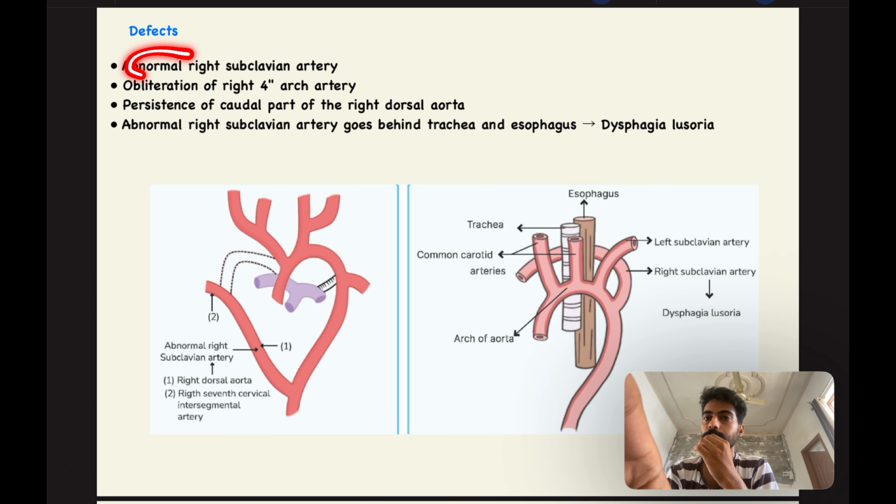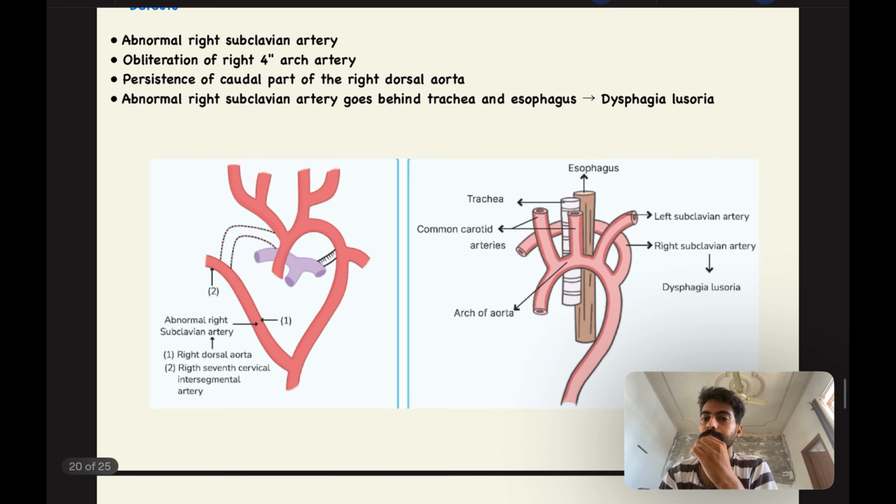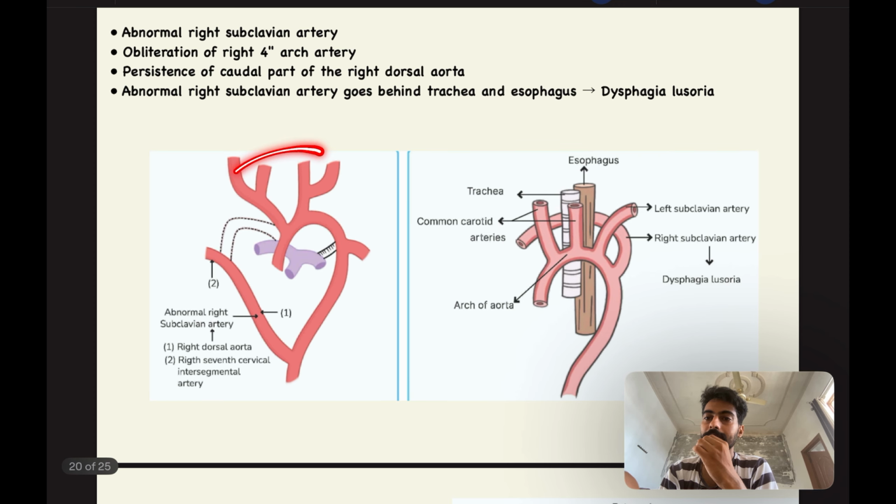Now let's talk about defects of our arterial system development. The first one is abnormal right subclavian artery. If we look at this diagram, our subclavian artery is formed by 3 parts: the arch artery, then the dorsal aorta, and then the right 7th cervical intersegmental artery. So these 3 structures form it.